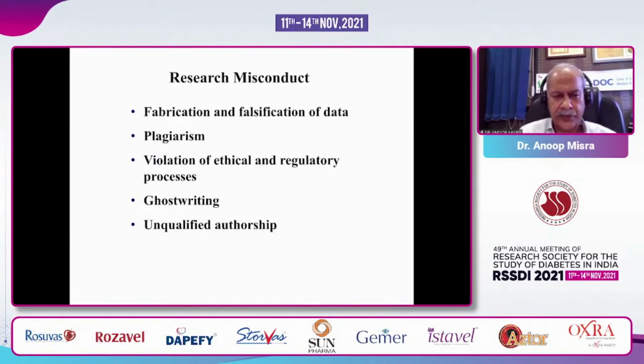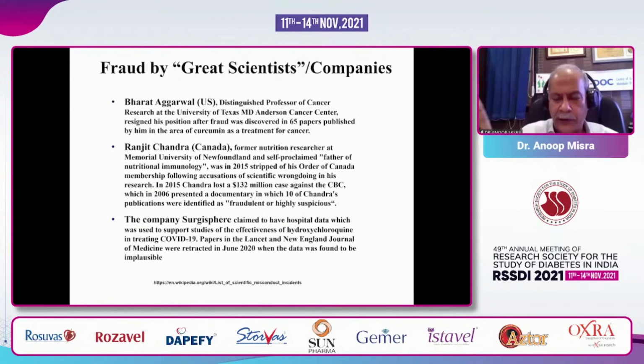Research misconduct consists of fabrication and falsification of data, plagiarism, violation of ethical and regulatory processes, ghostwriting, and unqualified authorship. I'm not going to deal with everything because that's another lecture. But look at the fraud by so-called great scientists. There are a number of them, but I have selected some of Indian origin because they were like gods in their own area. Bharat Agarwal, I know him very well, distinguished professor of cancer research at the University of Texas MD Anderson Cancer Center, resigned his position after fraud was discovered in 65 papers published by him in the area of curcumin and treatment of cancer.